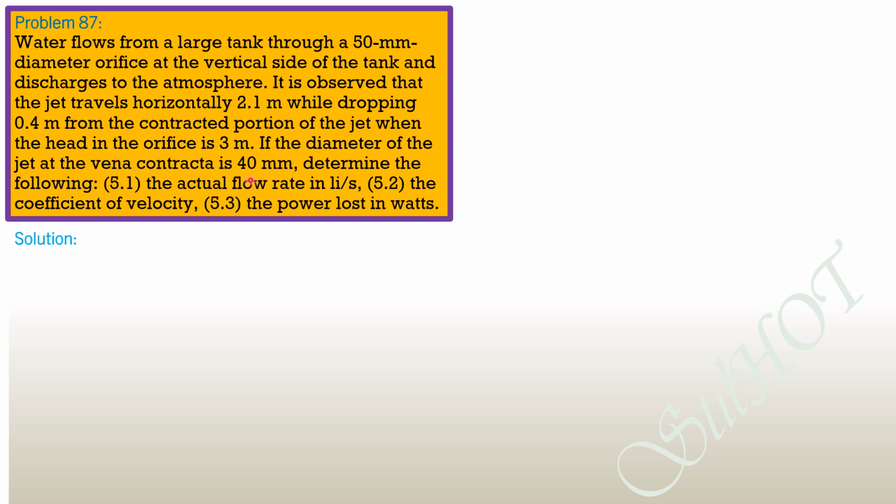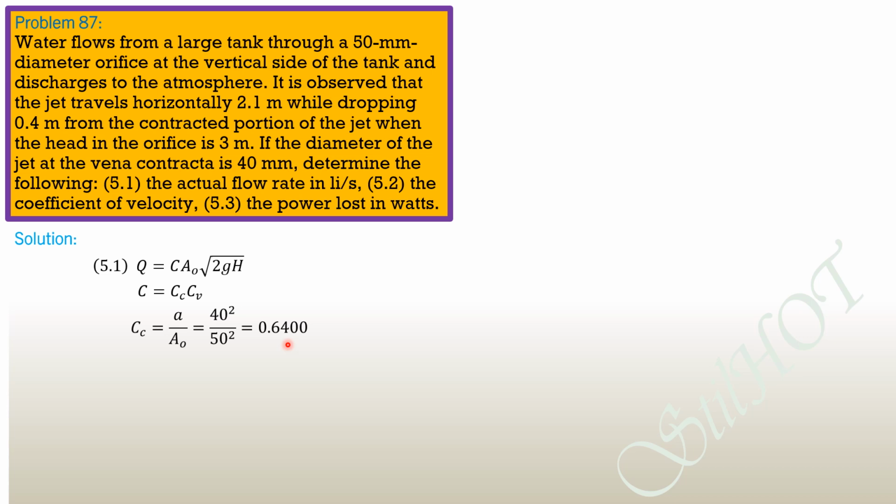And since C, the coefficient of discharge, is C sub C times C sub V, we can solve for C. And we use the formula for the actual discharge. So for 5.1, Q equals C A O times the square root of 2GH. To solve for C, we need to solve C sub C and C sub V. So C is C sub C times C sub V. C sub C is area at the vena contracta over area of the orifice, pi over 4 diameter square over pi over 4 diameter square. So cancel pi over 4. The diameter at the vena contracta is 40, so 40 square over diameter of orifice 50 square. So 0.64.